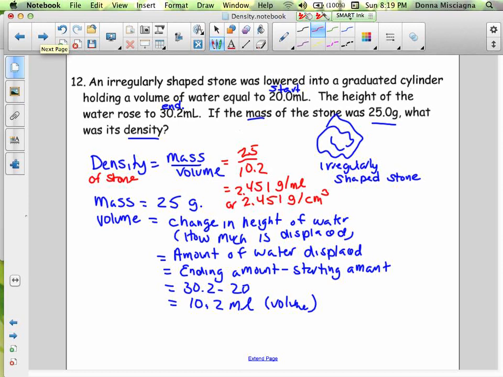And the stone would also sink as well. That's considerably greater density than water. All right, so when you've got irregularly shaped objects, we're not going to be able to find the volume using a formula from geometry. Instead, we're going to have to look at how much water is displaced. All right, so now let's try another problem.